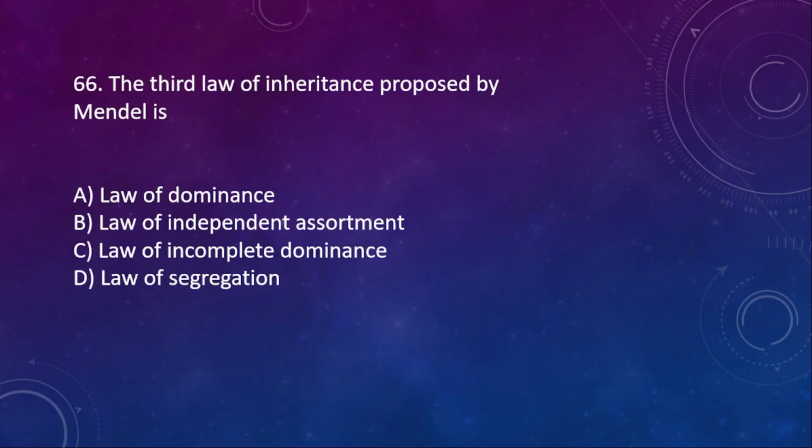Next, 66. The third law of inheritance proposed by Mendel is: A. Law of dominance, B. Law of independent assortment, and then C. Law of incomplete dominance, and then D. Law of segregation. Here the right option is law of independent assortment.